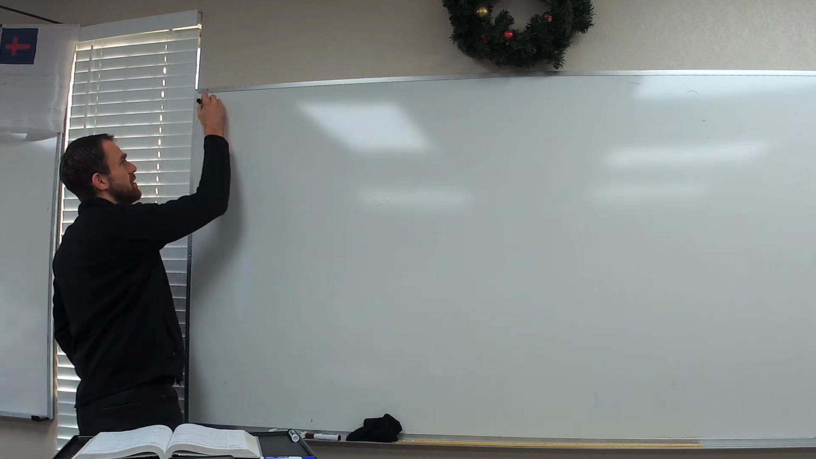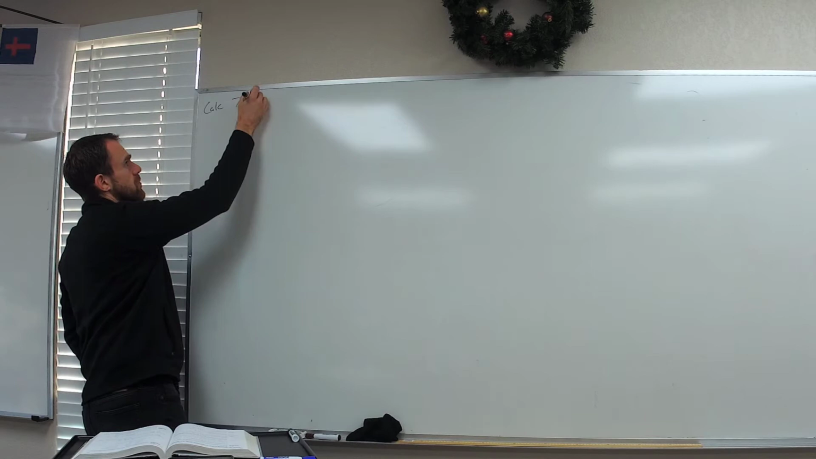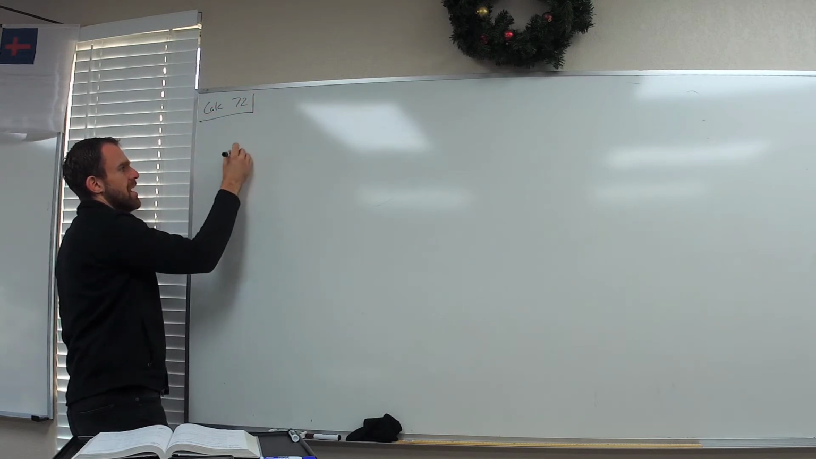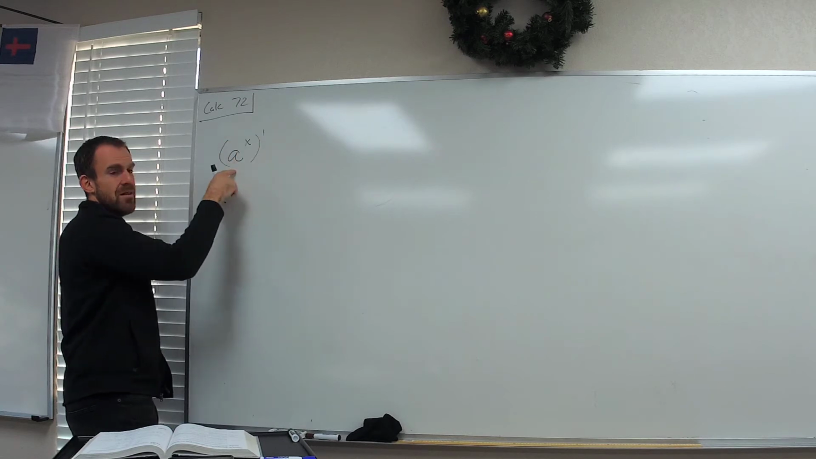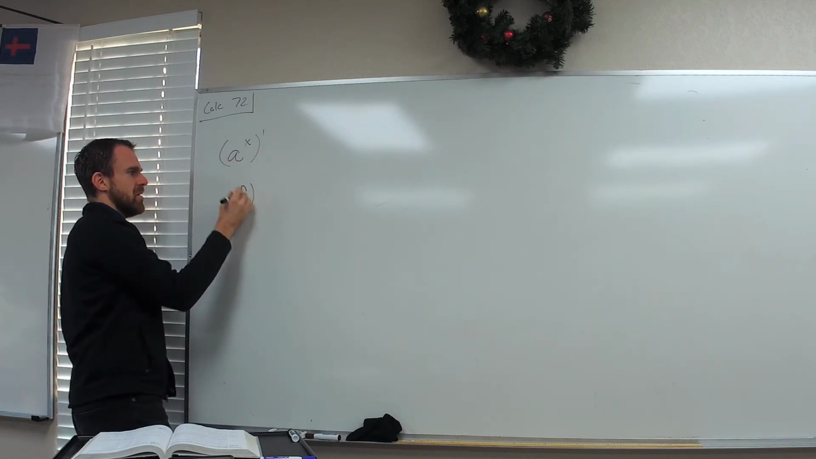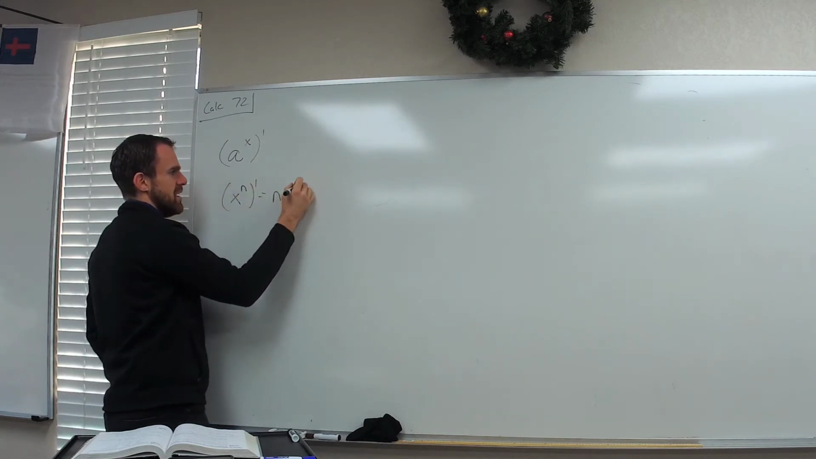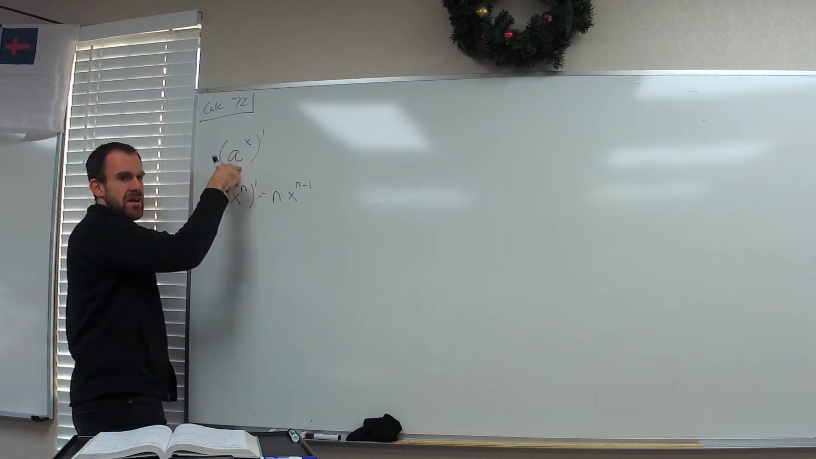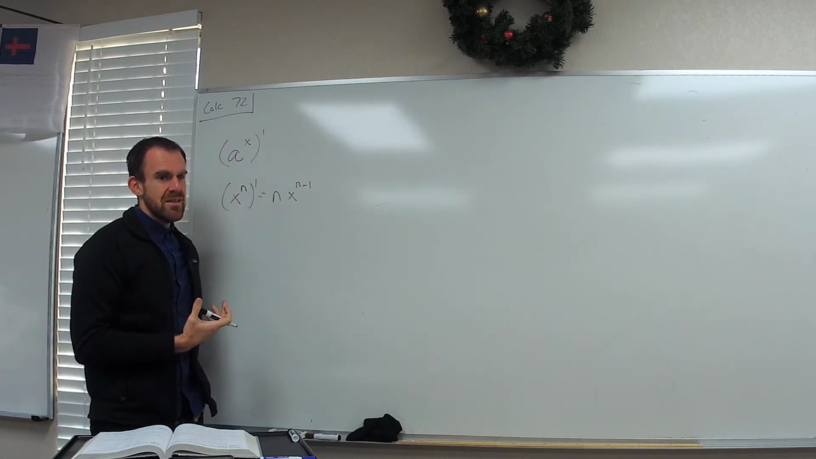So, what is the derivative of a to the x, where a is a number to a power? This is different than x to the n, where it's x to a number, which is just n x to the n minus 1. This is a number to the power of x. So, how do I take the derivative of that?